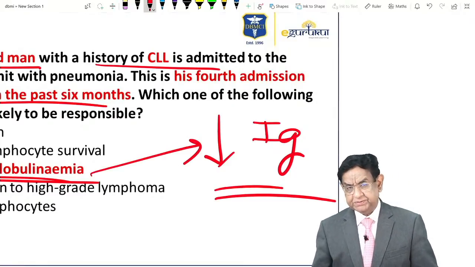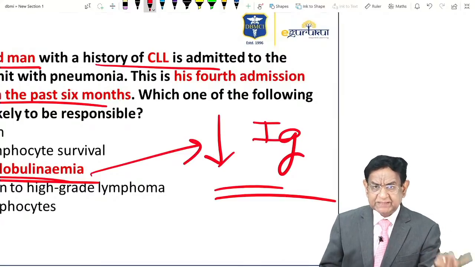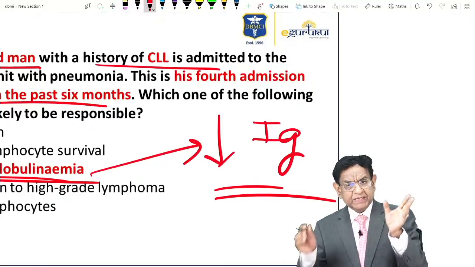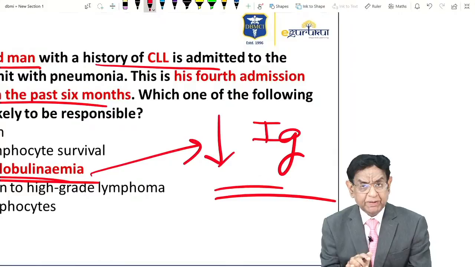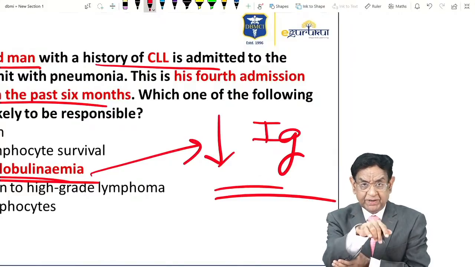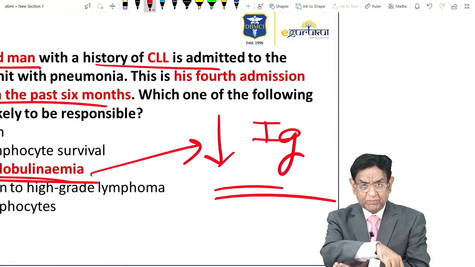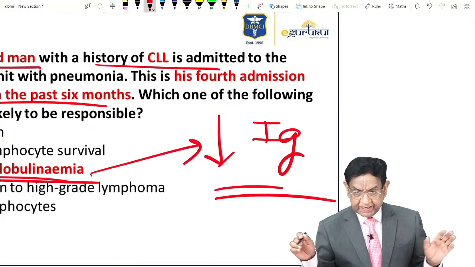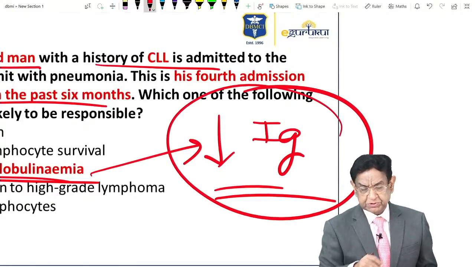Hypogammaglobulinemia occurs because the lymphocytes are not getting converted into plasma cells. Remember, in multiple myeloma, it was a disorder of the plasma cell. They were producing large amounts of immunoglobulin, but they are all useless immunoglobulin. So the good amount of immunoglobulin was reduced in multiple myeloma also. Here, these lymphocytes are not getting converted into plasma cells, so the immunoglobulin levels are reduced.